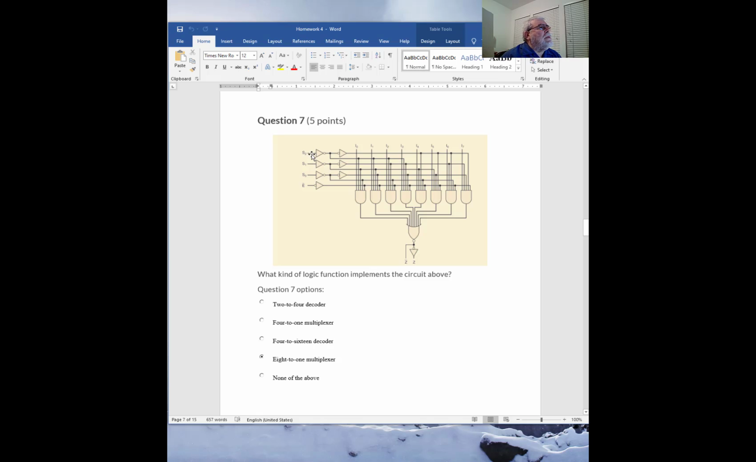For instance, in the other stream we have 1, 1, 1, and then you will see that the only one that is selected is the 7. Okay, so this is actually an 8-to-1 multiplexer. Okay, all right. Question 8, I'm sorry.